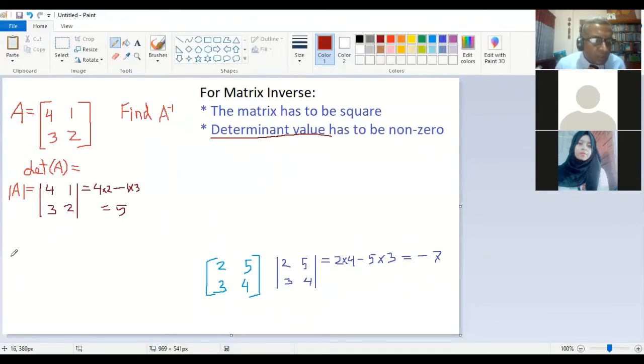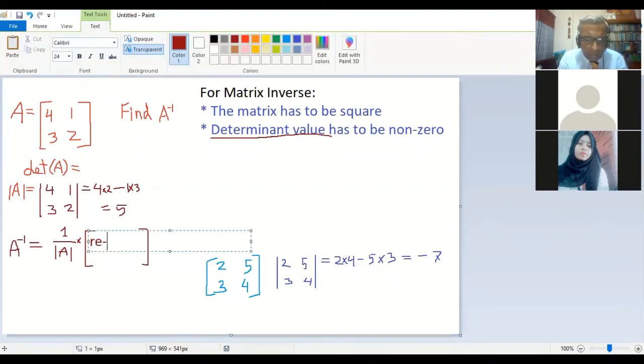The next part is to find the A inverse. A inverse is equal to, the formula is 1 divided by the determinant of that matrix, and then I will change the matrix a little. So what are the changes? How will we do the change? This is called the rearranged matrix. Definitely it is possible for a 2x2 matrix only. If it is a big matrix, 3x3 or 4x4, then the system will be changed. It is not the same system.